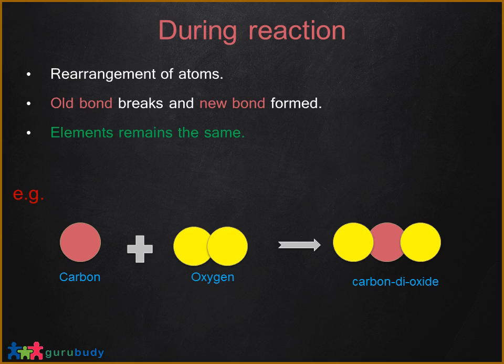That's what elements remain the same means. If carbon and oxygen are reacting, you will only get carbon and oxygen in the product. You will not get nitrogen or hydrogen or magnesium or calcium, anything like that in the product. It will always be carbon and oxygen. Rearrangement of atoms: as you can see, the atoms are rearranging in this reaction.